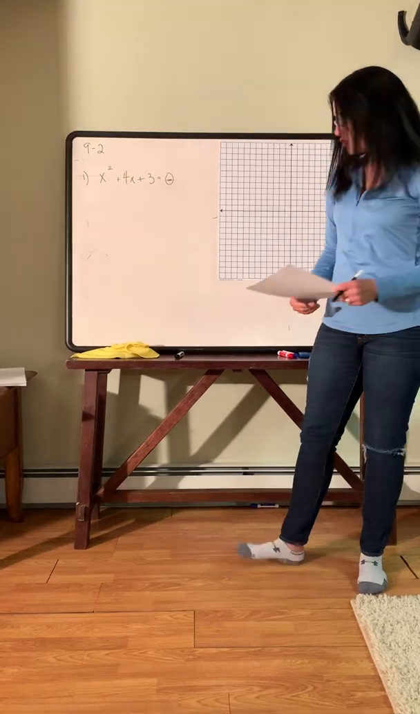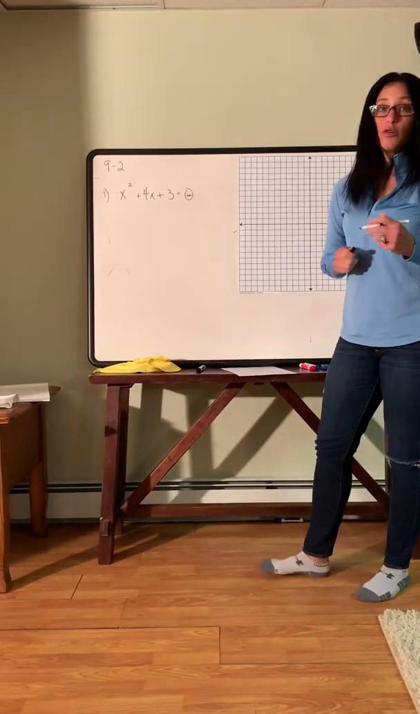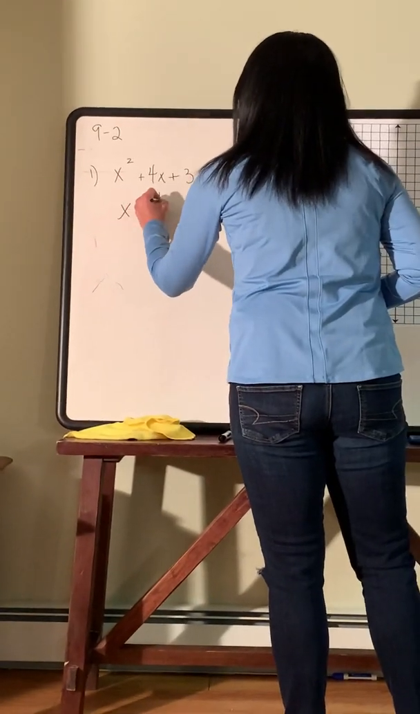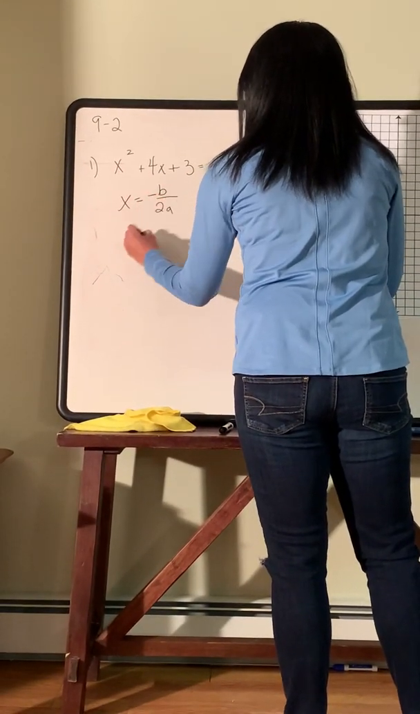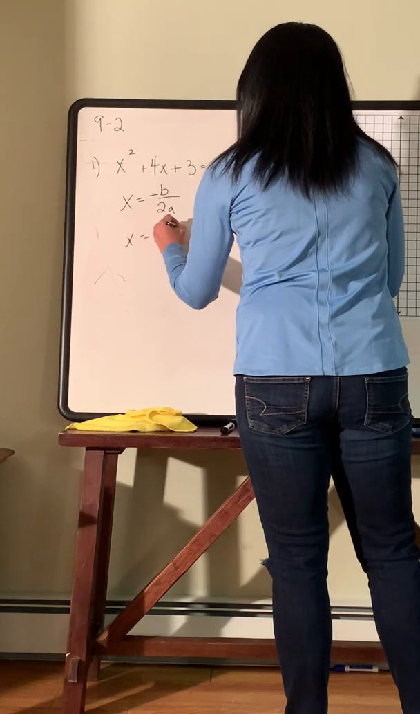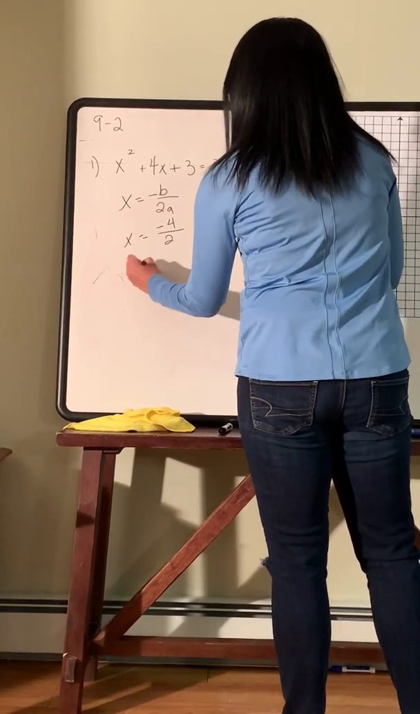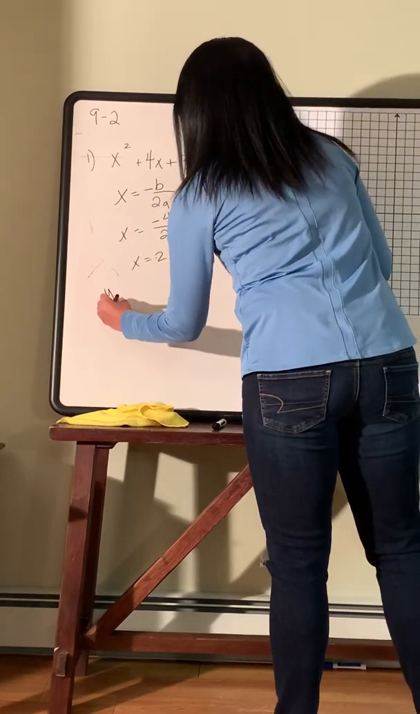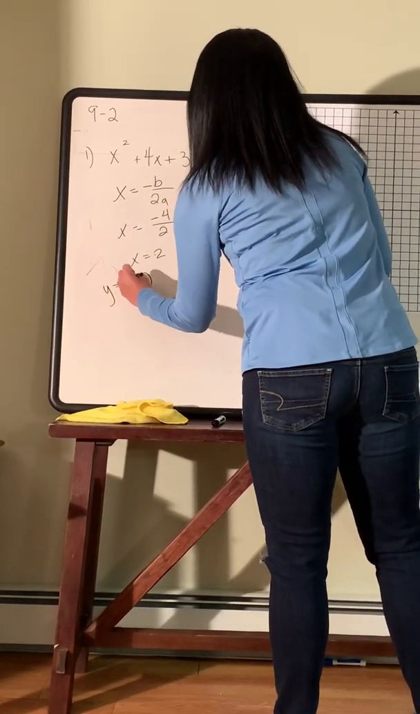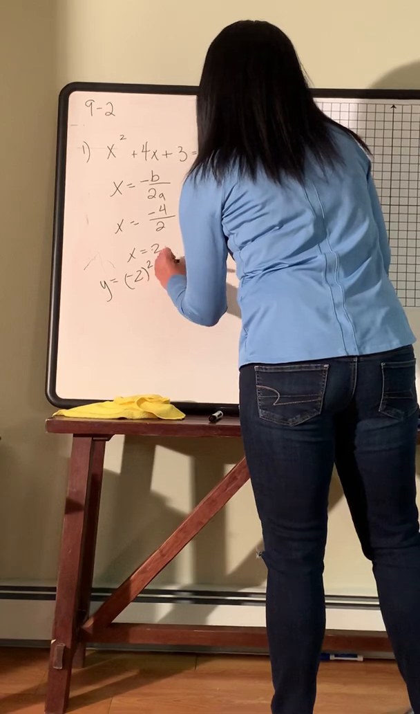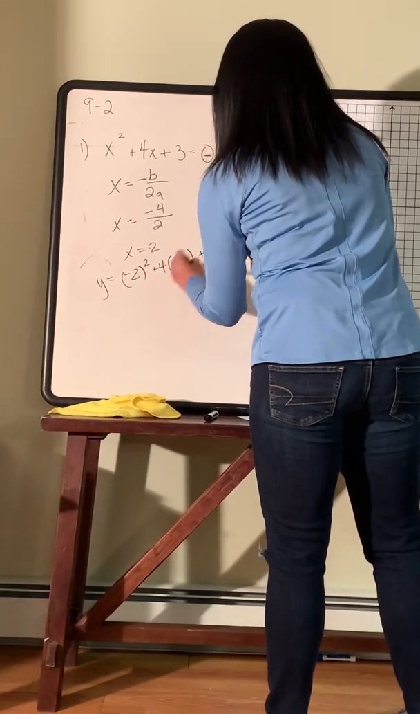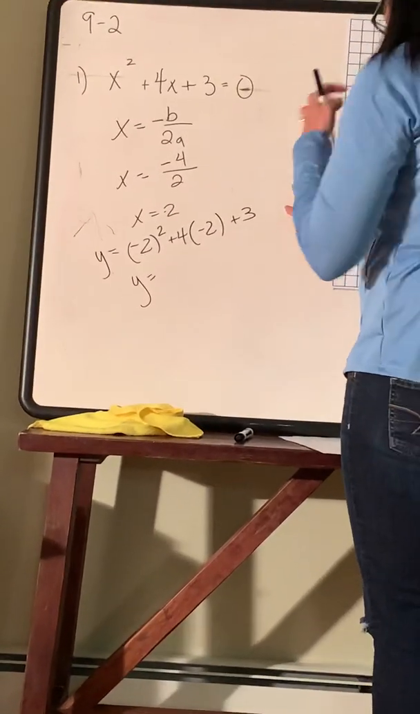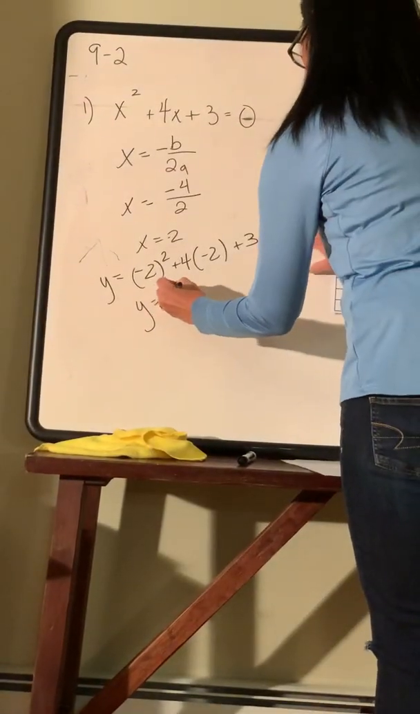So just like I showed you the other day, you're going to start with your axis of symmetry. So x equals negative b over 2a. So we're going to have negative 4 over 2. So our x is negative 2. Plug it into this, and solve it. So when we solve that, we get y equals negative 1.